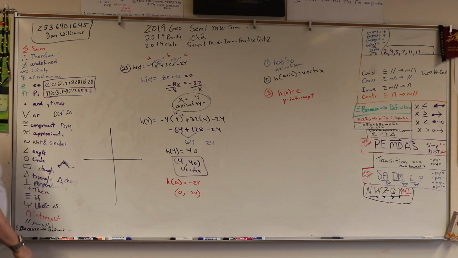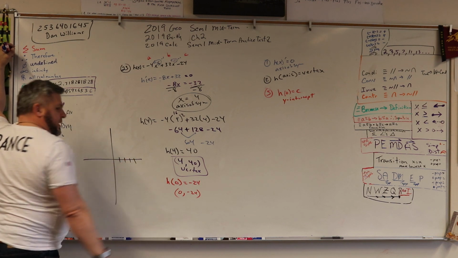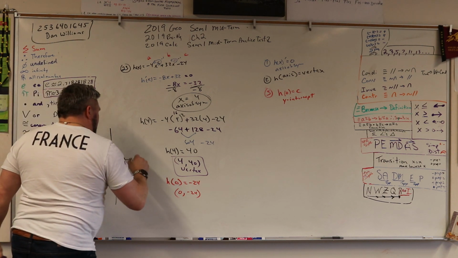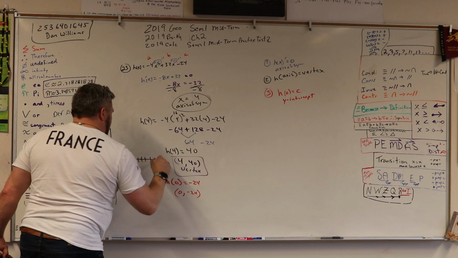What do I got? Well, so far I got (4, 40) and (0, -24), right? So I guess I could go 1, 2, 3, 4, and then of course that's going to go to 8. So 5, 6, 7, and 8, right?